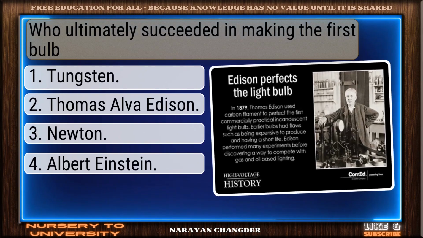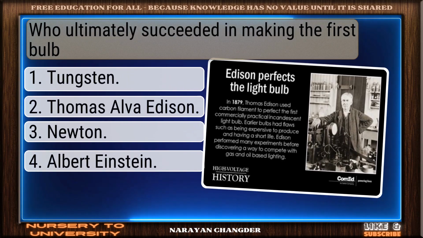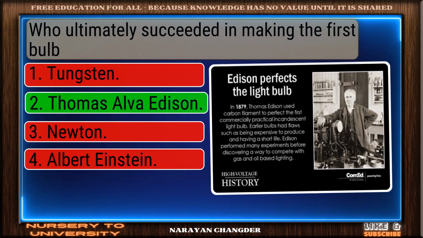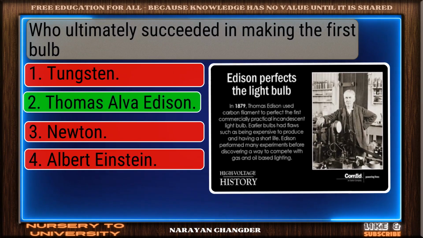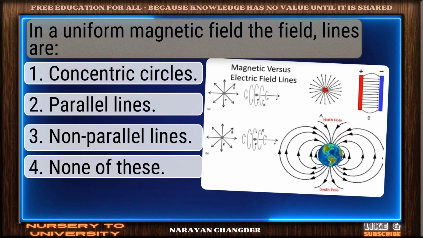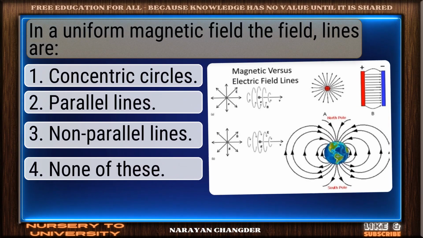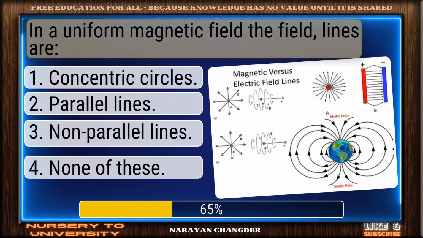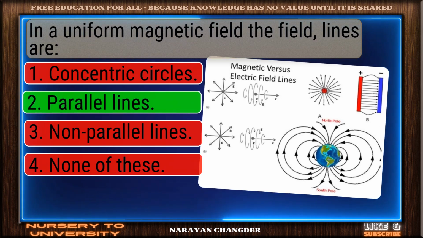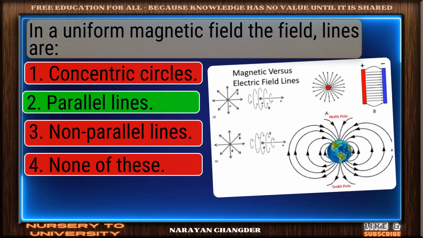Question number 62. Who ultimately succeeded in making the first bulb? Perfect. Thomas Alva Edison is the correct choice. Question number 63. In a uniform magnetic field, the field lines are. Nice work. You chose parallel lines, and it is correct.